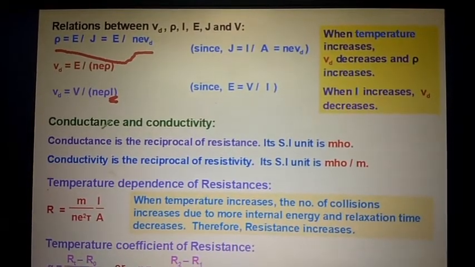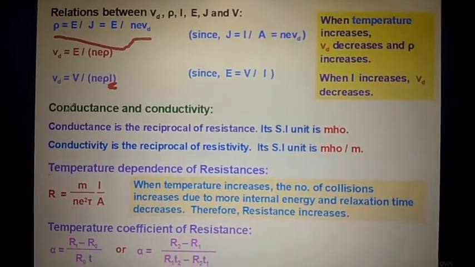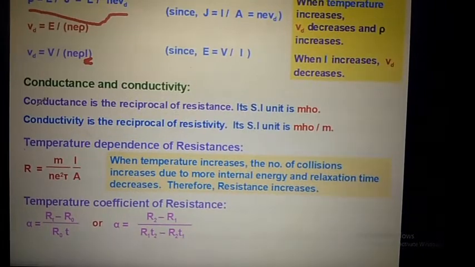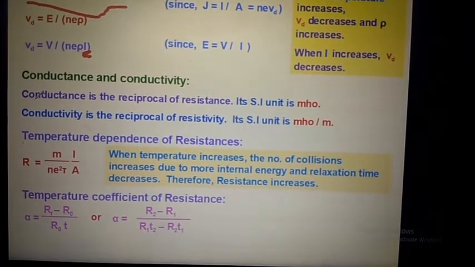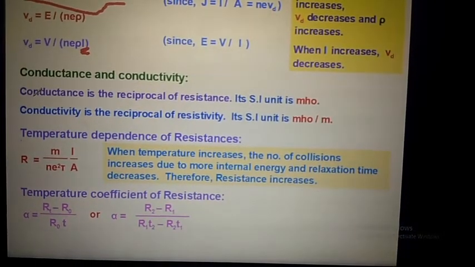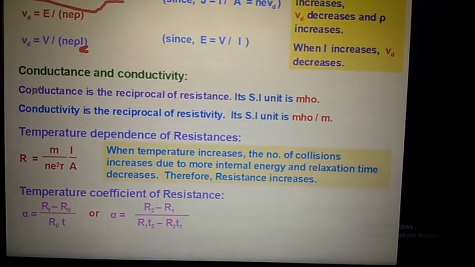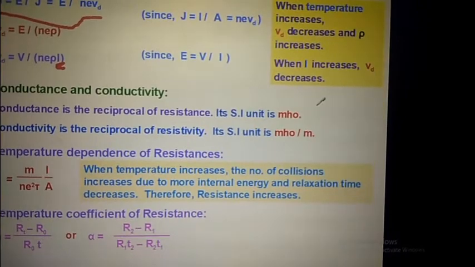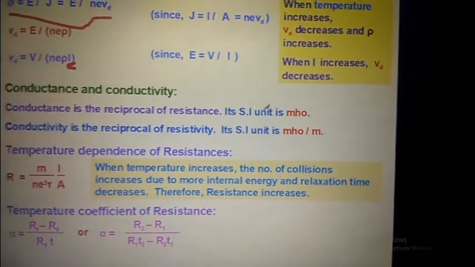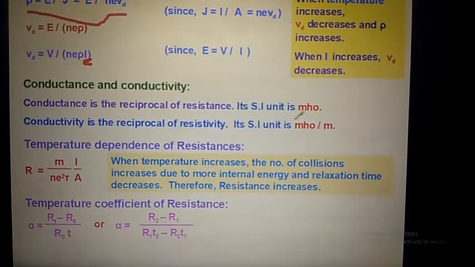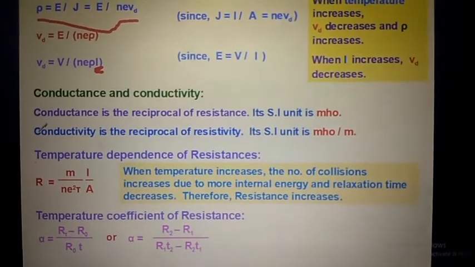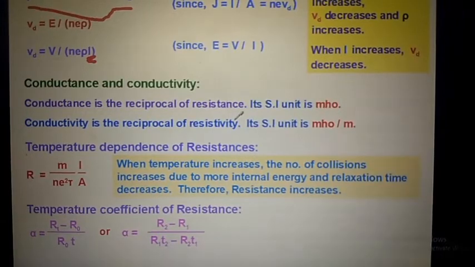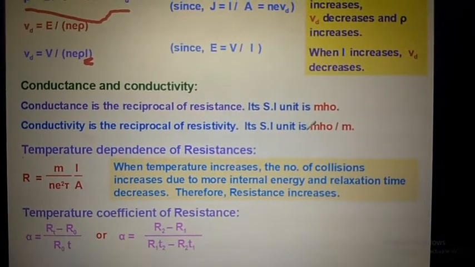Now, some important terms like conductance and conductivity. Conductance is the reciprocal of resistance, and therefore its unit is 1 by ohm. 1 by ohm is also known as mho. So the SI unit of conductance is mho. Conductivity is the reciprocal of resistivity. Also, the SI unit of conductivity is mho by meter.